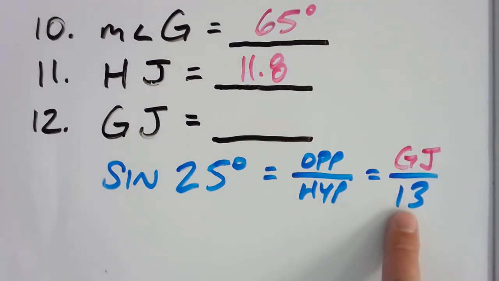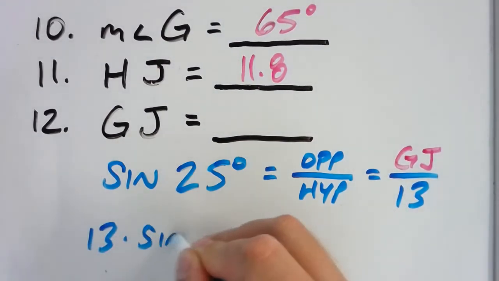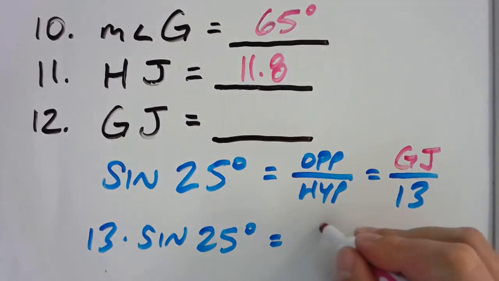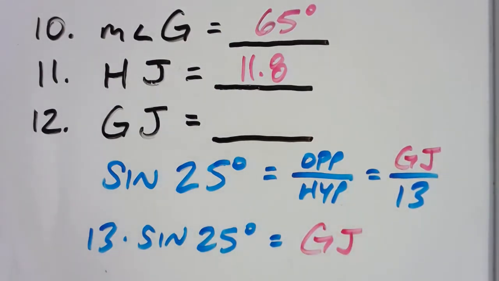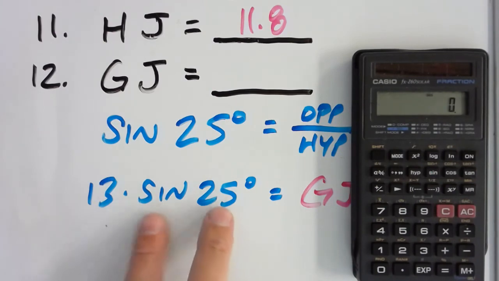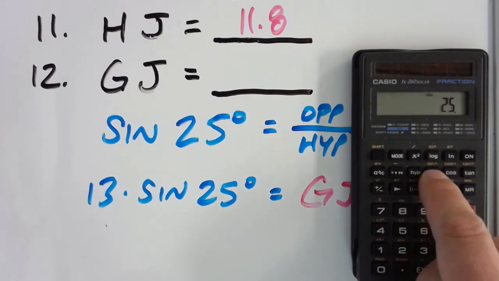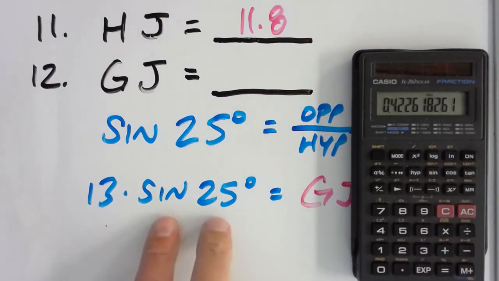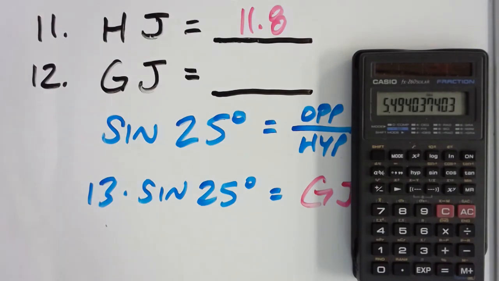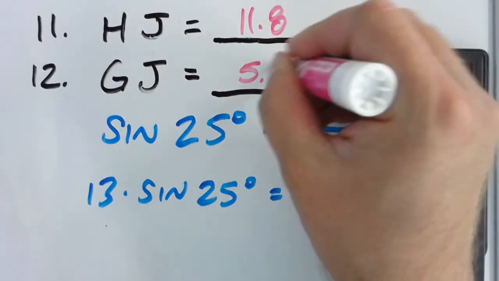Well, just like the last problem, I'm going to move this 13 by multiplication, and I'll end up with the following formula. 13 times the sine of 25 degrees is going to equal that unknown side, GJ. Again, this is just button mashing. Let's mash some buttons. On my calculator, I have to start with the sine of 25 degrees. I start with my 25. The sine button is this SIN button. Crazy decimal, not unexpected, but that's the sine of 25 degrees. Just remember to multiply by the value in front, in this case 13. And there's the length of my GJ side. Rounding to the nearest tenth, this comes out to be 5.5 units.